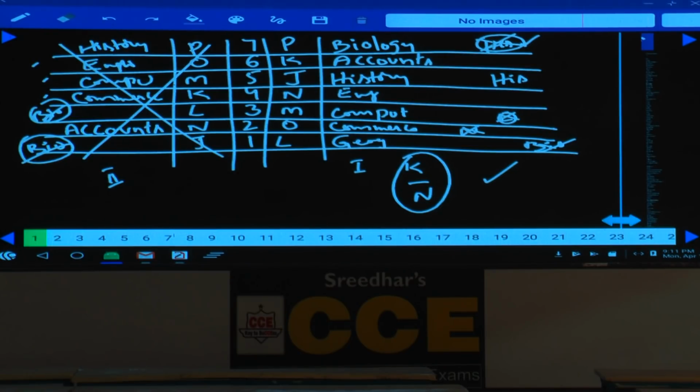Till that one, both the cases are valid, isn't it? And N does not like commerce. I have taken that information as well. And this is the information we have. This is how these 7 persons are staying on 7 different floors and they like 7 different subjects.